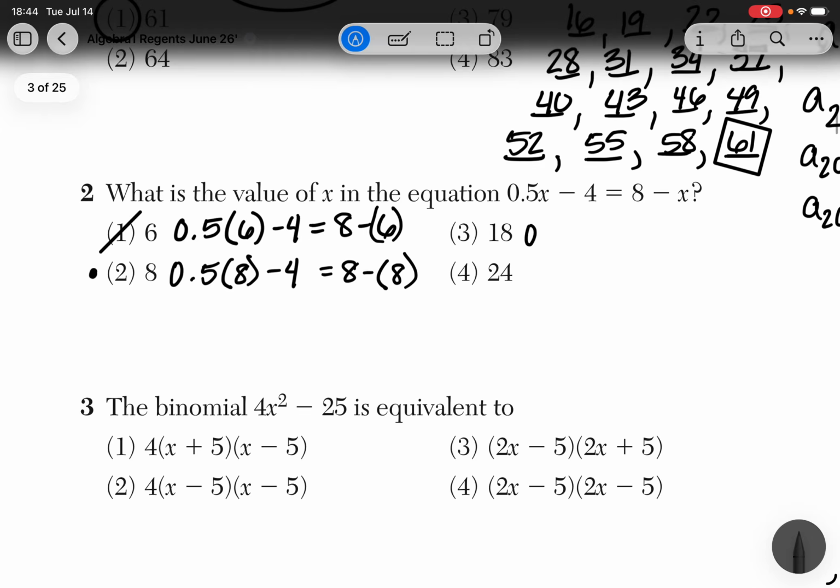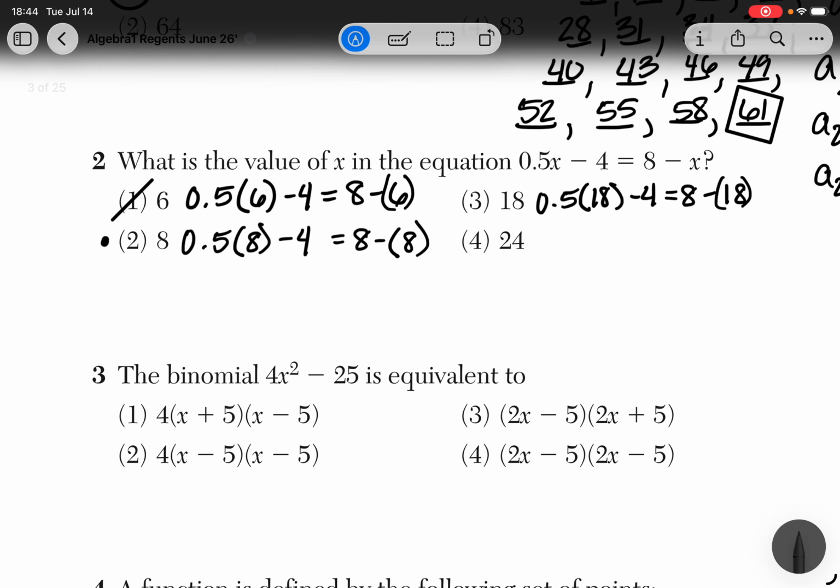Next up, we have 0.5 times 18 minus 4 equals 8 minus 18. In this case, we have half of 18, which is 9, minus 4 is 5. And then 8 minus 18 is negative 10, which means that those two do not simplify to equal one another. And then lastly, 0.5 times 24 minus 4 equals 8 minus 24. Half of 24 is 12, minus 4 is 8, and then 8 minus 24 will not get you the value of 8. It'll be a negative number, so that can't be true either. So the correct answer here would be answer choice 2.